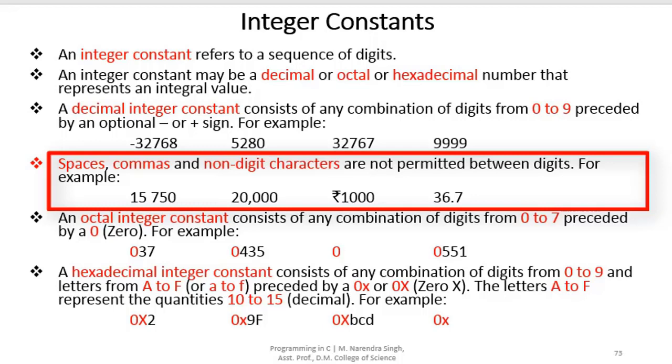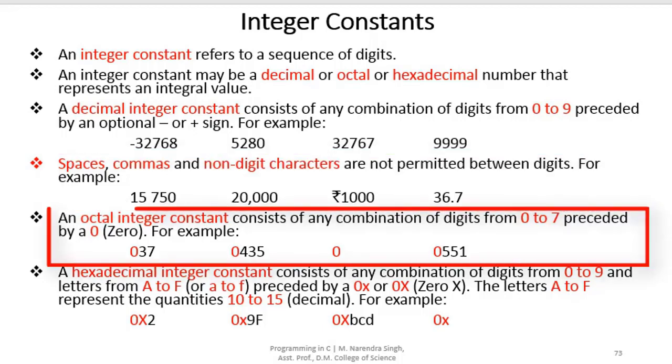Spaces, commas and non-digit characters are not permitted between digits. For example, there is a space between 15 and 750. This space is not allowed, illegal, or is not valid. The next example is 20,000. There is a comma in between. This comma is illegal or is not valid. In the next number, there is a rupee symbol in front of 1000. This is illegal or not valid.